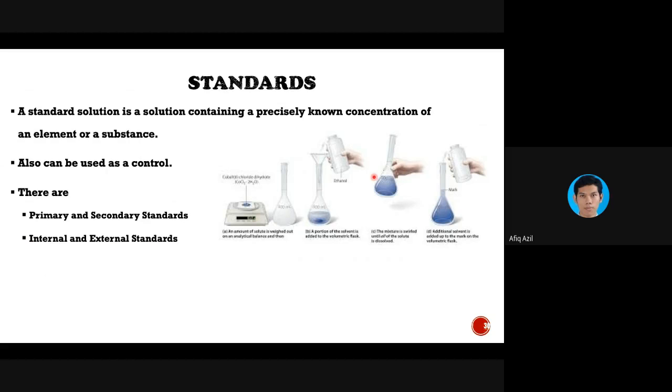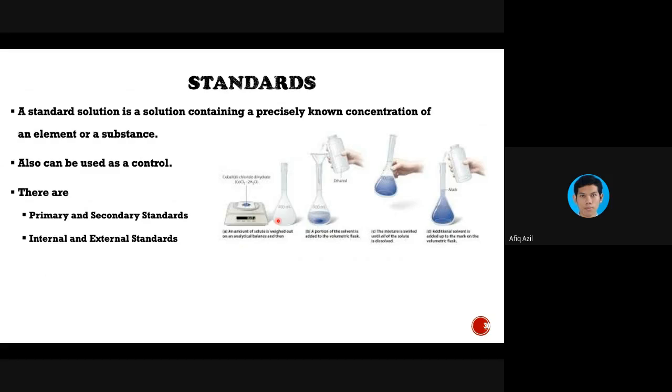So this is a pictogram of how standard solutions are normally prepared. First, you weigh, and it must always be prepared in a volumetric flask. You don't use a beaker anymore. In pharmaceutical analysis, you don't prepare the solution in a beaker. A beaker is not accurate. Prepare using this volumetric flask. This is called a volumetric flask.